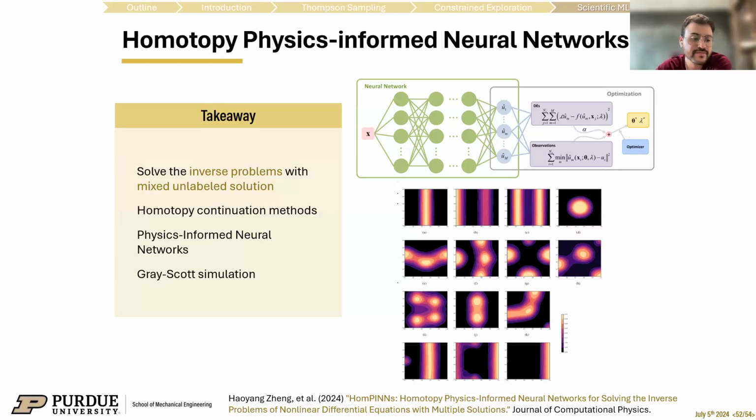Yeah. So our general idea is that if we can adjust the lambda value in a good way, we can classify these observations from different solutions and finally solve the inverse problems. Okay. Yeah. Thanks for the question.